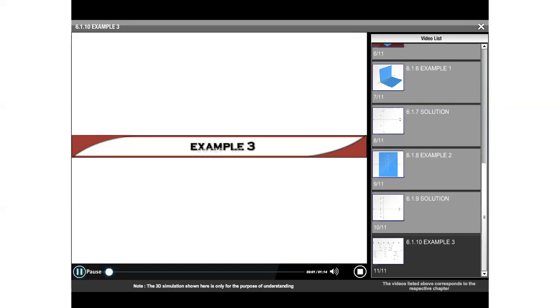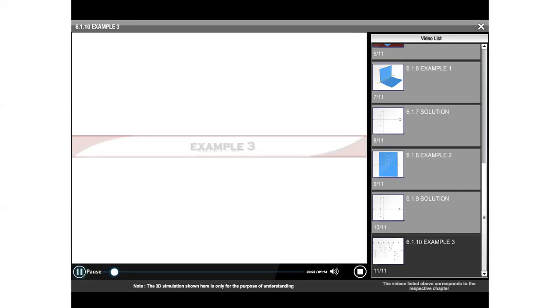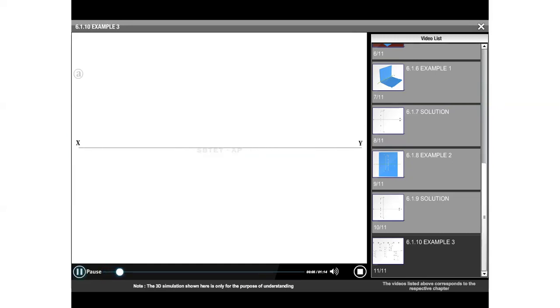Example problem 3. Subdivision A. In this, the front view will lie on the XY line and the top view will lie 45 millimeters below the XY line. Subdivision B. In this, the front view will lie 50 millimeters above the XY line and the top view will lie on the XY line.